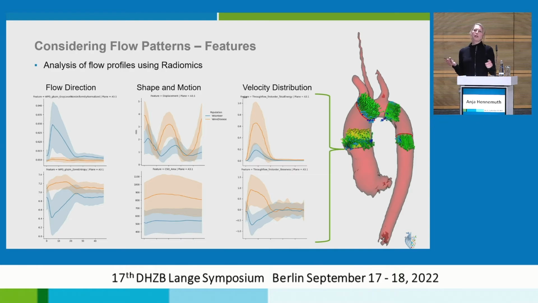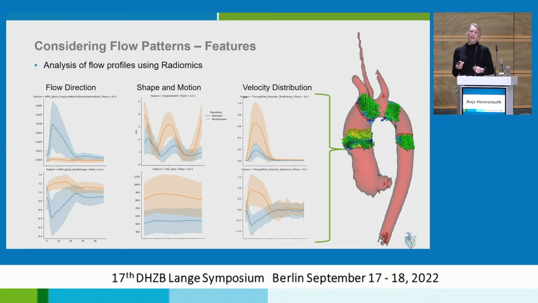So then the question is, and this is actually really ongoing research now, how do we reproducibly and easily assess the flow profiles? So we saw the flow profiles might matter, but we're dealing with vector information here, and it's time-resolved vector information. So the nice thing is that we can consider, on the one hand, the flow direction. We can consider shape, because we also have the 3D anatomy, and we have that over time, so we can also consider the motion. And, of course, the velocity distribution within the flow profile.